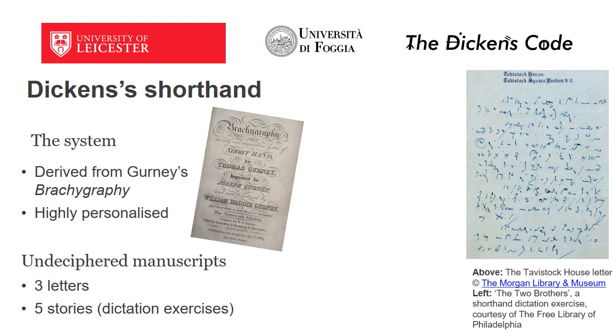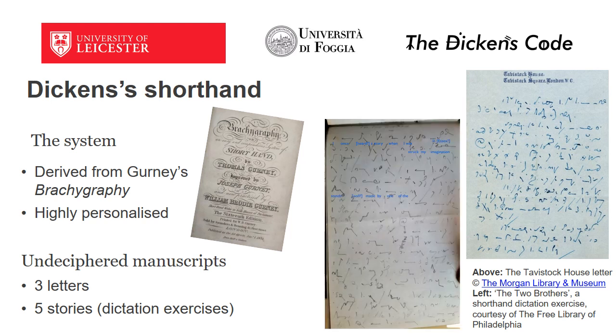And some of them are stories that Dickens used in 1859 as dictation exercises when he was teaching shorthand to his pupil Arthur Stone. Dickens would dictate a story from an unknown source, and he and Arthur would compare their shorthand versions of it. You can see an example of a dictated story here on the grey manuscript in the centre of the slide.